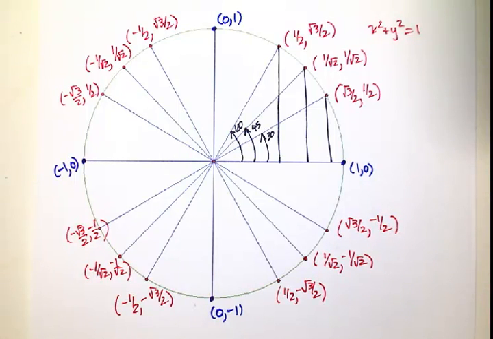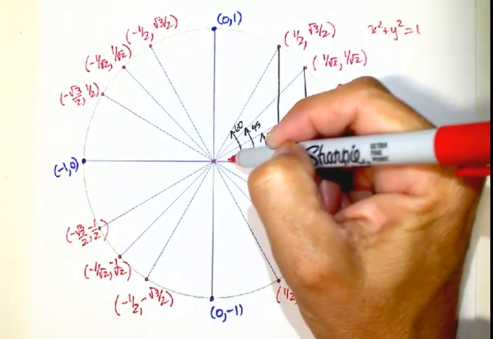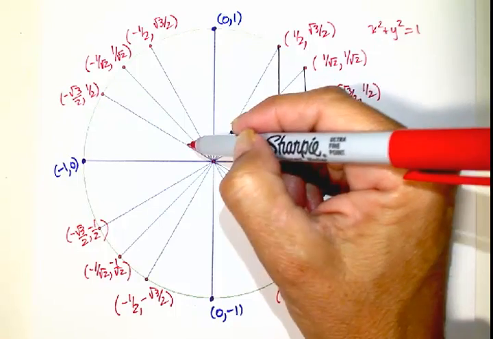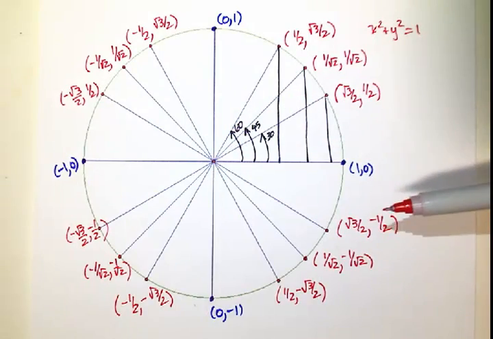Now, your job still remaining is to figure out what each of these lines, or what angle each of these lines represent, so that we can interpret this unit circle even further. But that will be for another time.